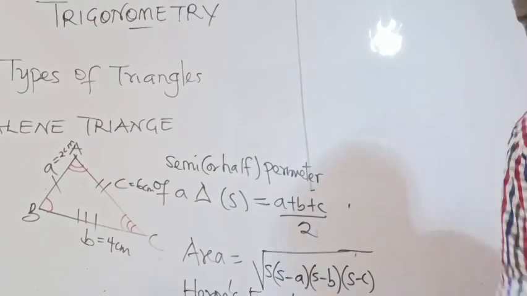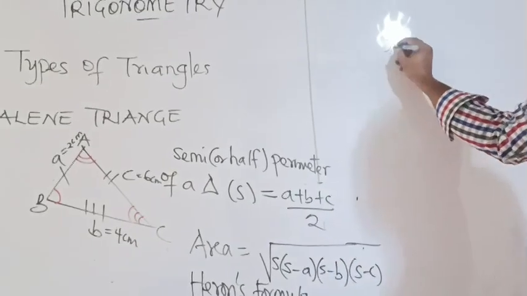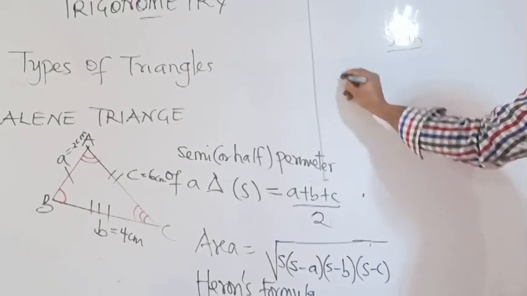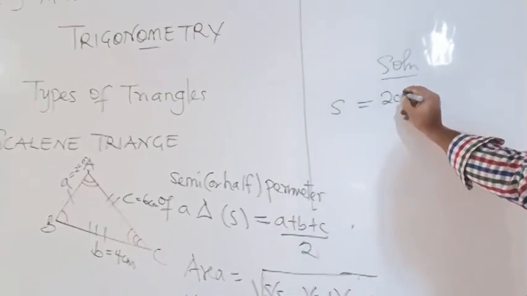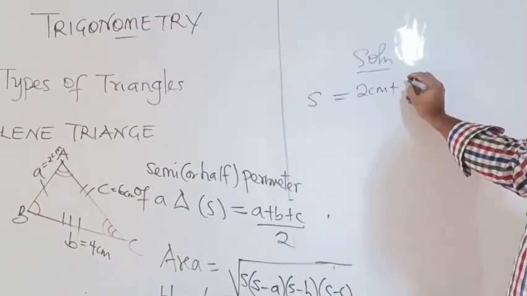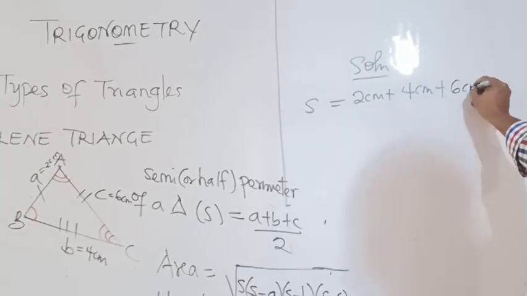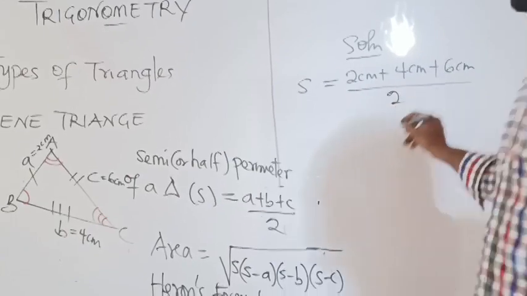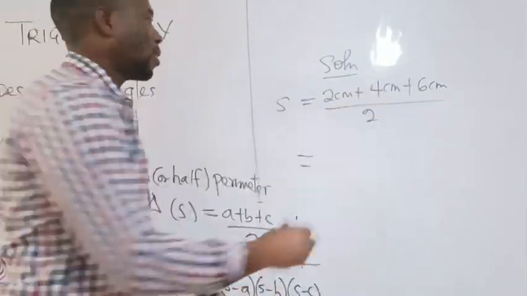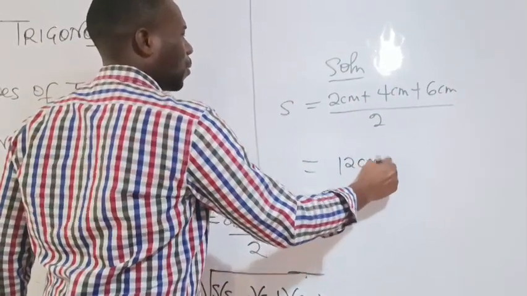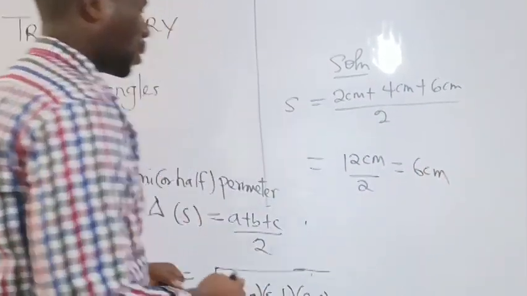All right. First of all, I'm looking for the semi or half perimeter. Side A is 2 centimeters, B is 4 centimeters, and side C is 6 centimeters, and I'm dividing everything by 2. So this is 6 plus 6, that is 12 centimeters over 2, and I have 6 centimeters for the semi-perimeter.